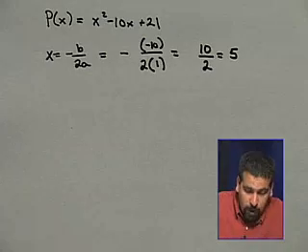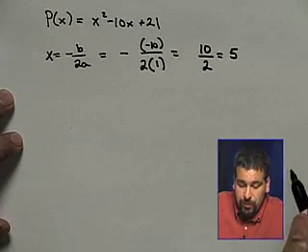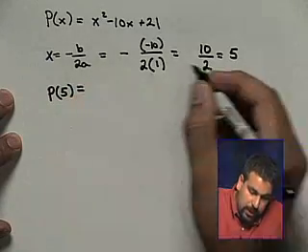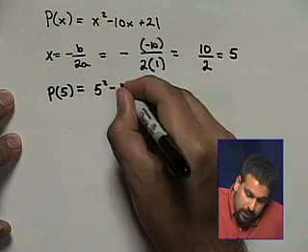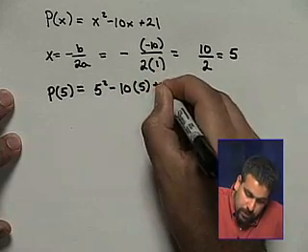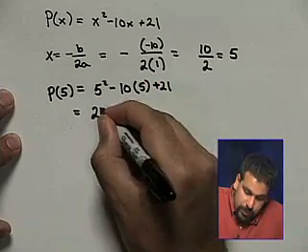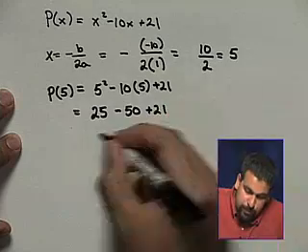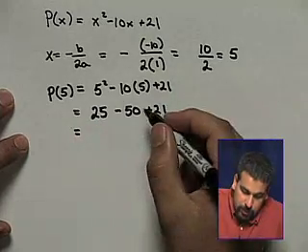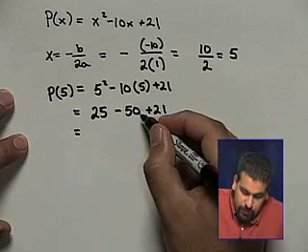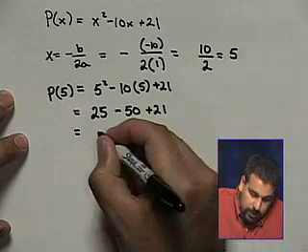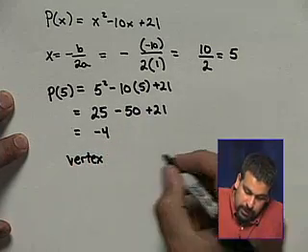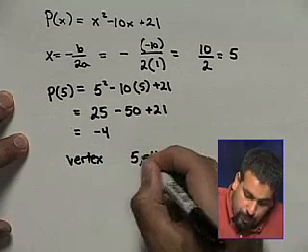Now, in order to find the y-coordinate, what we need to do is substitute this value 5 back into our original function. In other words, we'll be looking for p of 5. And in this case, that's equal to 5 squared minus 10 times 5 plus 21. 5 squared is 25. 5 times 10 is 50. So we have 25 minus 50 plus 21. This gives us 25 minus 50 is negative 25, and negative 25 plus 21 is negative 4. So we know that our vertex is located at (5, negative 4).